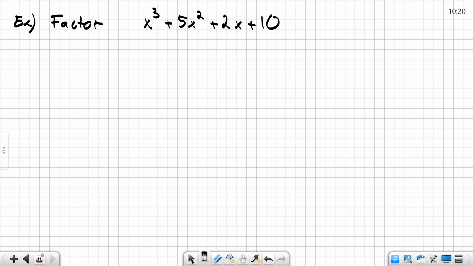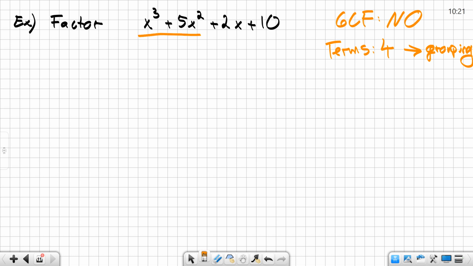I want to factor x cubed plus 5x squared plus 2x plus 10. Now, greatest common factor? No. There is nothing that all of these terms have in common. How many terms? Well, there are 4 terms. 4 terms means I'm going to be trying grouping. So in other words, I'm going to pretend this is one group, this is the second group, and I'm just going to factor these ones separately.